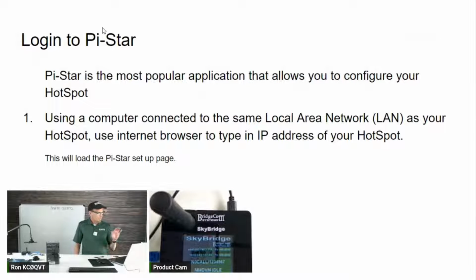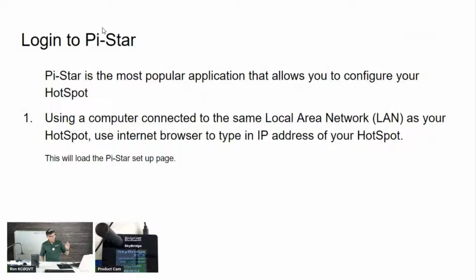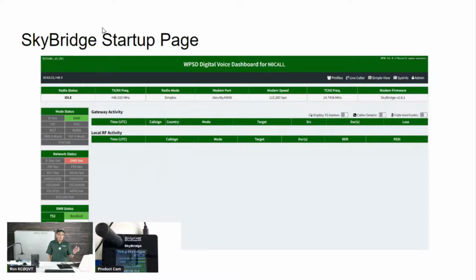Okay, just a real quick snapshot about the application that's running on the SkyBridge. It's called Pi-Star, or a derivative thereof. And it is the most popular application that allows you to configure a hotspot. So again, we have a computer connected to the same local area network as our hotspot, and we use that internet browser to type in the IP address, and that'll load the Pi-Star page, which of course is the startup page that we're seeing, okay?